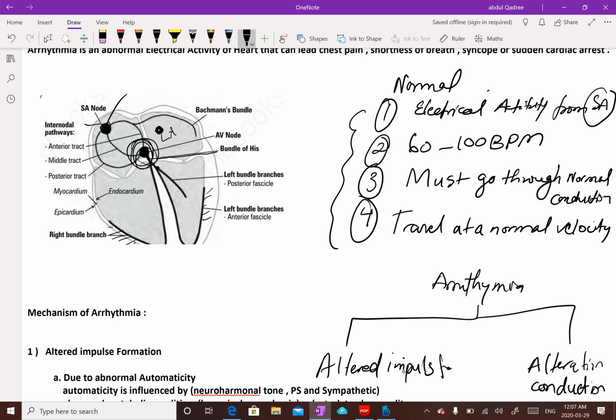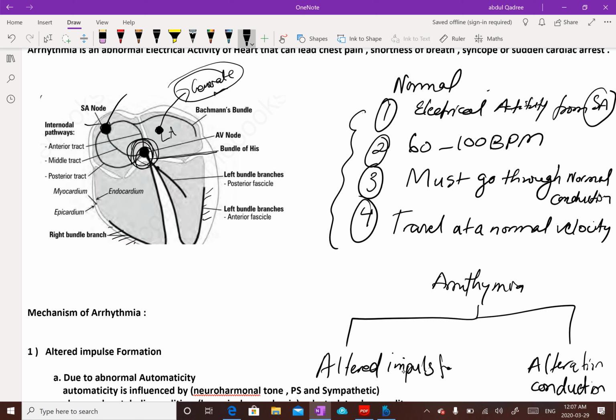What happens is that if this starts to generate more impulses than the pacemaker itself, it's going to start to take the control. It's going to start to take the control of pacemaker activity from here, and it's going to start to generate more impulses compared to what an SA node generates. So that's one formation of ectopic foci, which can generate more impulses than an SA node itself. Let's say that's one reason.